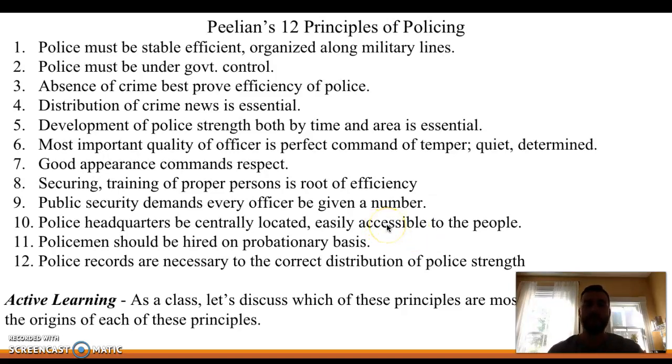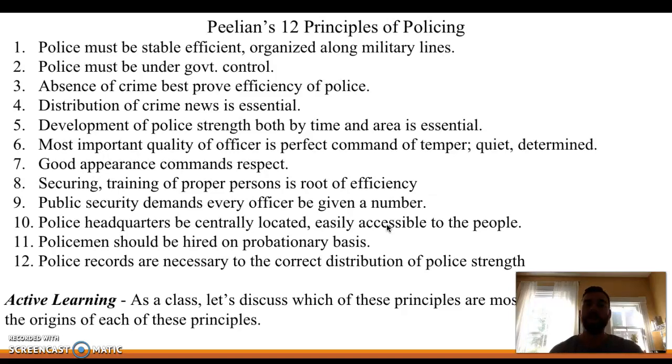He also is going to argue that crime news should be disseminated, meaning the citizenry should understand when crime is happening, where it is happening, and how the police are handling it. That should all be publicly available because, once again, police are employees of the government, which means they're employees of the citizens. And so he thinks all of this should be transparent. He also is going to argue that development of police strength by time and area is essential, meaning the ability to grow the legitimacy of the department is important.